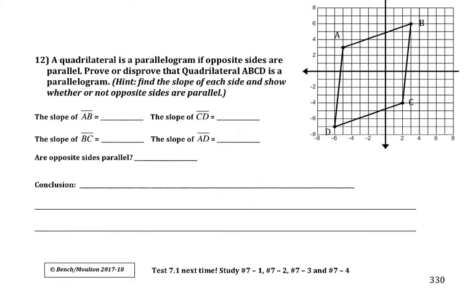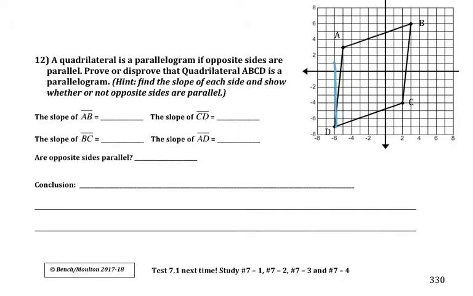Number 12. A quadrilateral is a parallelogram if opposite sides are parallel. Prove or disprove that quadrilateral ABCD is a parallelogram. Hint: find the slope of each side and show whether or not opposite sides are parallel. So we're just going to find the slope of each side of this quadrilateral, ABCD. So again, we're going to find the slope.